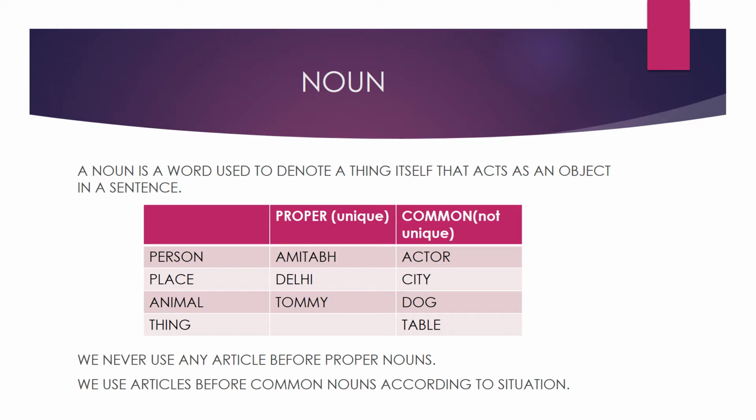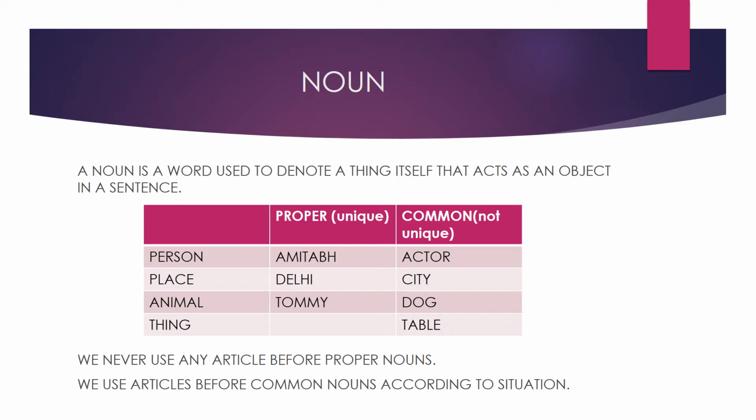Next category, place. Delhi, a proper name. Or it could have been a city. This may not be unique. There can be countless cities. Next, animal. Tommy, that is the name of a dog. So Tommy would be a proper, unique name. And dog, there can be as many dogs as possible.